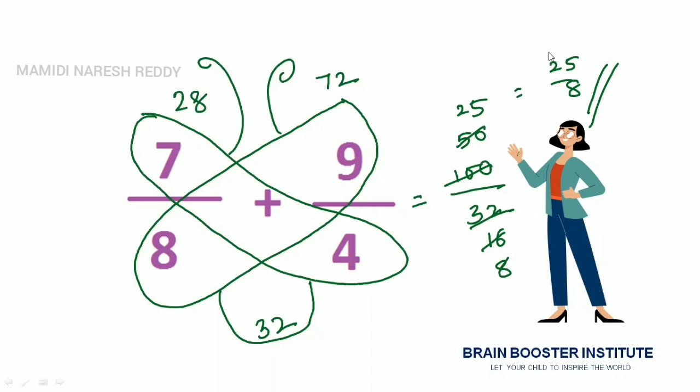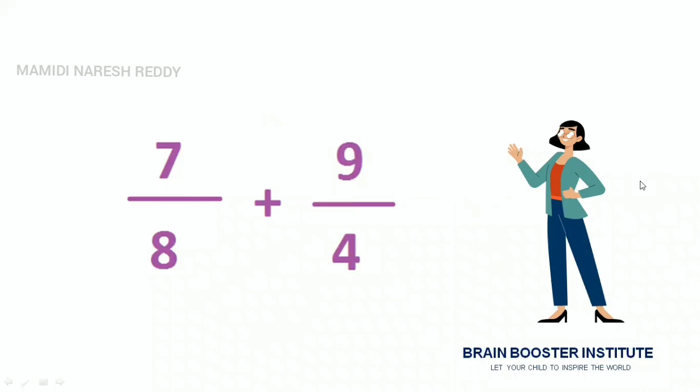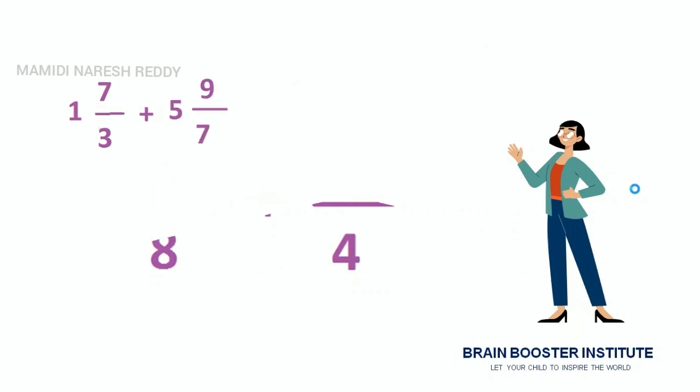Now let us see one more example, my dear friends. This is a mixed fraction. Don't be afraid of the mixed fraction. Very simple, let us convert into improper fractions. Then what do you get, my dear friends? 3 1s are 3, and 3 plus 7 is 10 by 3, and plus 7 5s are 35, 35 plus 9 is equal to 44 by 7.